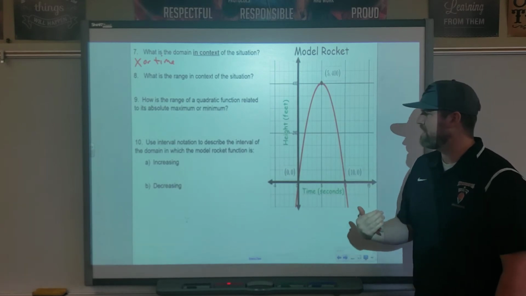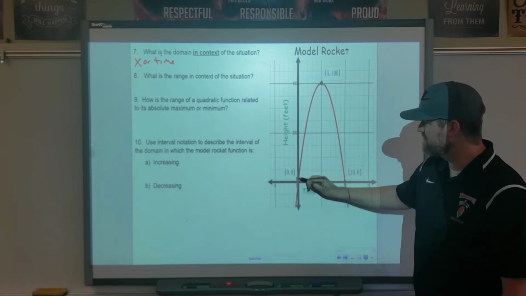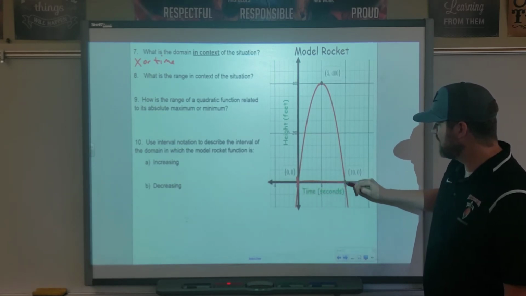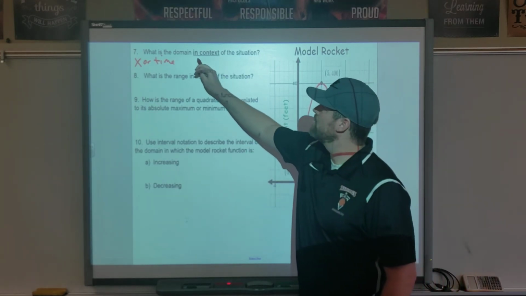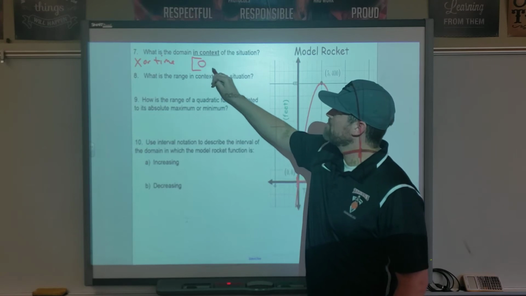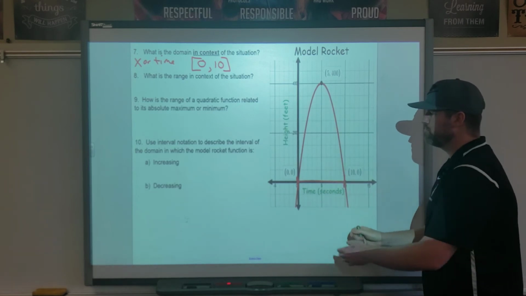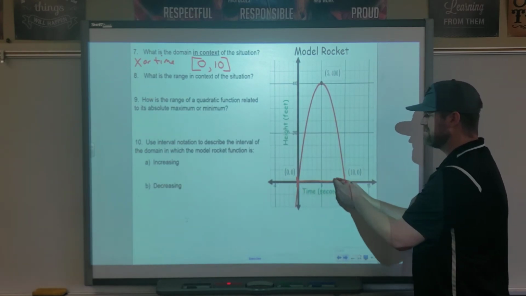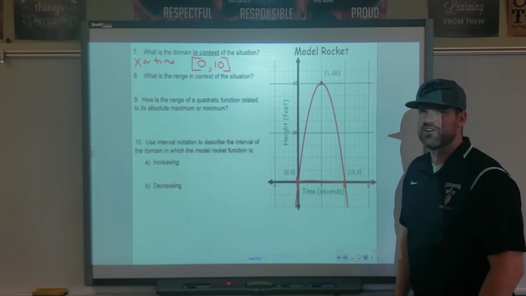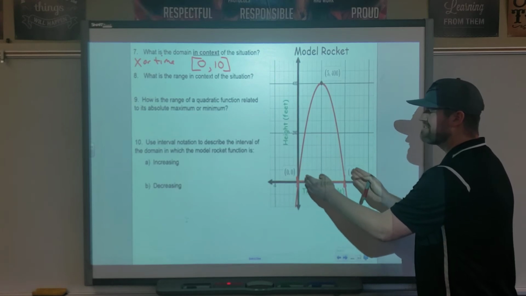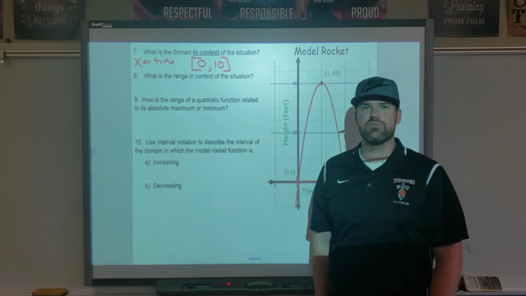So the only x values that we're actually looking at when we're looking at the flight of the rocket are everything from 0 until we get to where it hits the ground at 10 seconds. So in context of the problem, we're only looking at the domain from 0 to 10. We're only looking at the flight from 0 seconds to 10 seconds. Anything beyond 10 seconds, I don't care. The rocket already hit the ground. It's pointless. We're just looking at those 10 seconds. So in context of the situation, the domain is 0 to 10.